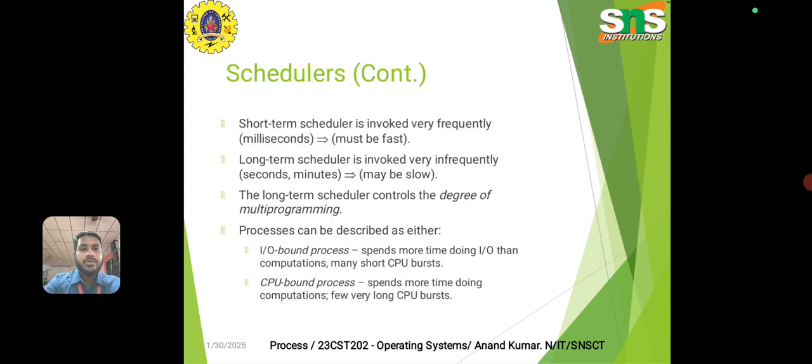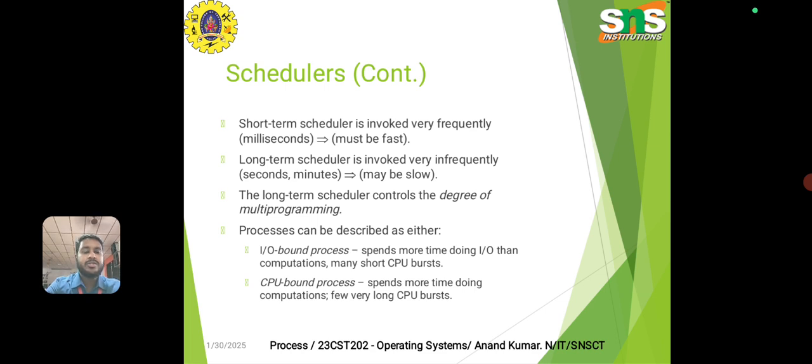Continuing with the schedulers, the short-term scheduler is invoked very frequently, in milliseconds, and it must be really fast. The long-term scheduler is invoked very infrequently, in terms of seconds and minutes, and it may be considered a slow one. The long-term scheduler controls the degree of multiprogramming, and a process can be described as either an input output bound process or a CPU bound process.